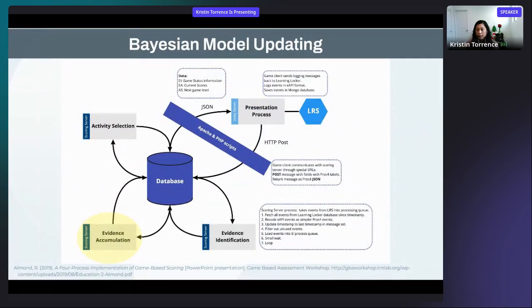So when a player first logs into the game, the competency model gets copied to make this player-specific competency model. And when the evidence identification proc4 messages are stored in the scoring server, the evidence accumulation occurs. And what happens is that it finds that player-specific competency model, and it instantiates the observed variables and then propagates evidence into the model, which then records the updated competency model probabilities.